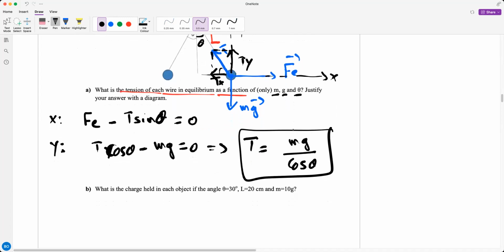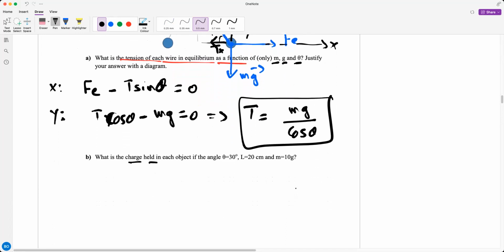Now we need to calculate the charge of each object if the angle theta is 30 degrees, the length is 20 centimeters, and the mass is 10 grams. Now we will go to the charge. For the charge, I know the force is equal to K, where I will just put 1 over 4 pi epsilon 0 as K.